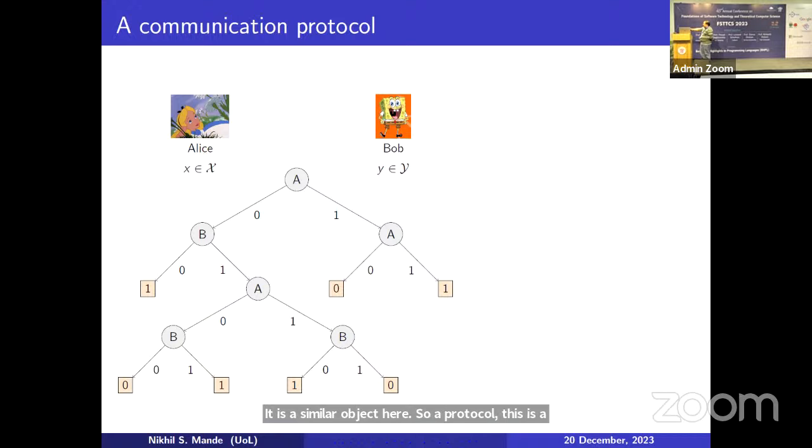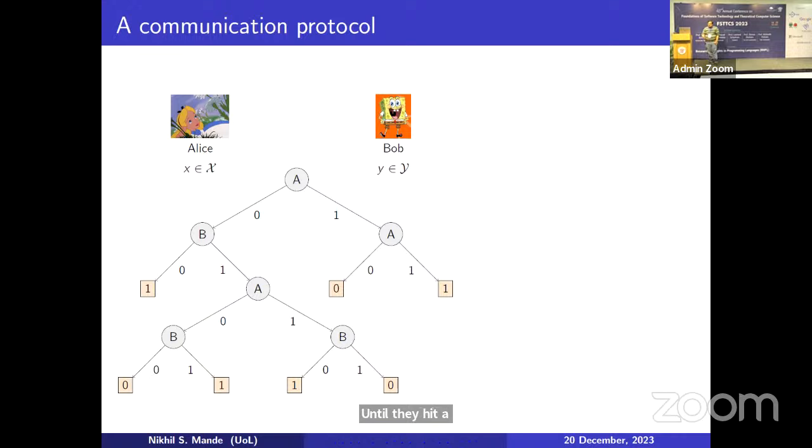How does it run? So the protocol tree has a root which dictates which player starts the communication. So Alice always starts the communication. Depending on her input, she sends either a 0 or a 1 to Bob. And in this tree, if she sends a 1, then again, it's Alice's turn to speak. If she sends a 0, it's Bob's turn to speak, and they go down to this subtree, and then they proceed until they hit a leaf, at which point they output the value at the leaf.